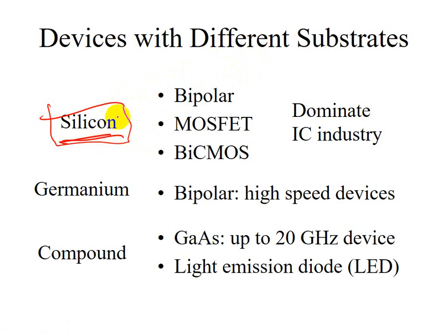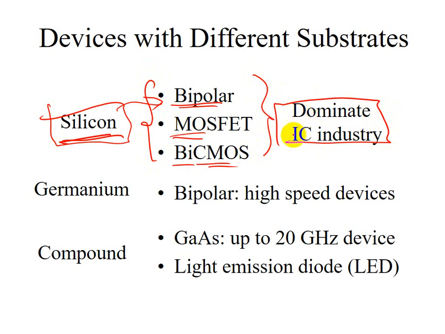You're using the semiconductor property concept to build bipolar junction transistor, build MOS, BiCMOS. All these basically dominate the IC industry. It should be more than 90% of those ICs using silicon as a substrate.